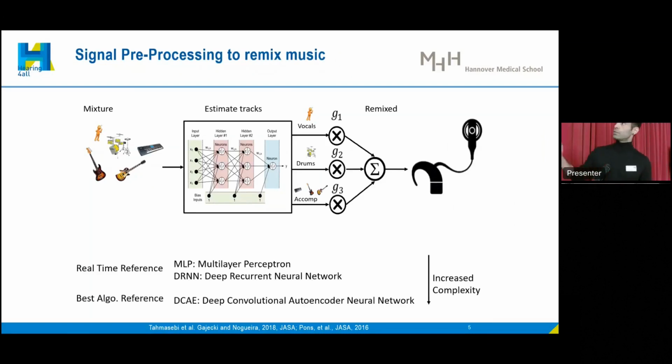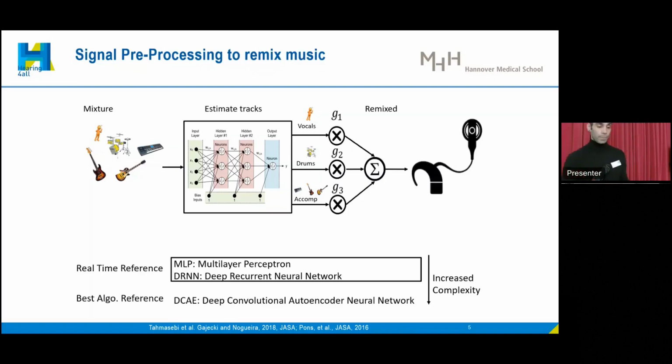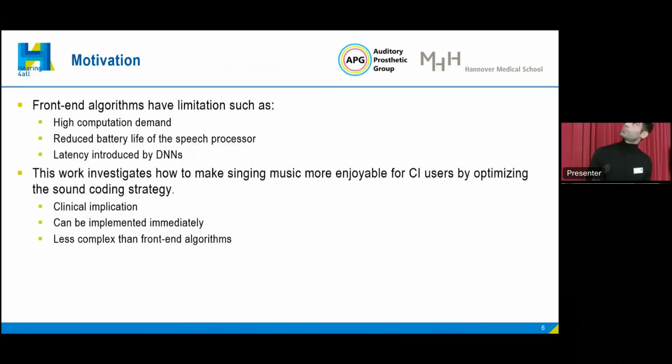Different methods have been used as real-time references. A multi-layer perceptron has been used to apply this enhancement to the vocals, as well as state-of-the-art algorithms such as deep convolutional autoencoders, which also increase the complexity. But these algorithms have limitations, such as high computation demands, which also lead to reduced battery life, and the latency caused by these deep neural networks.